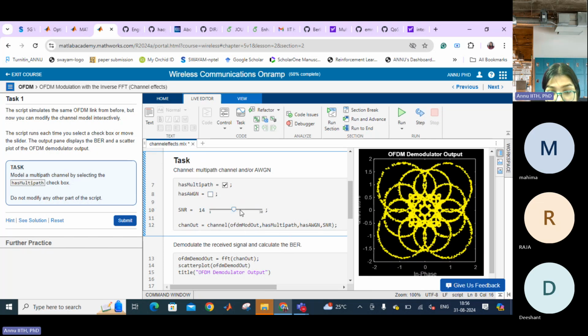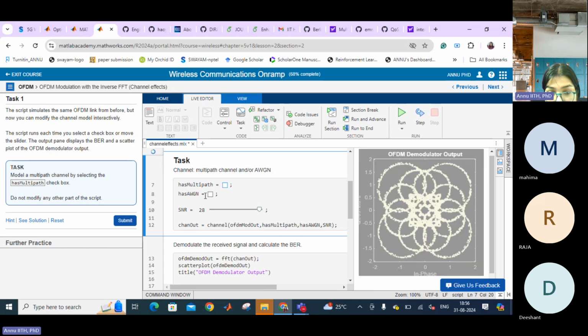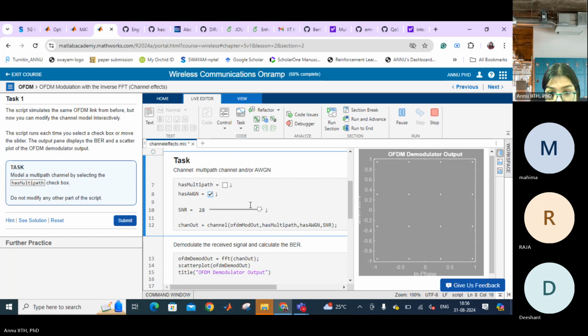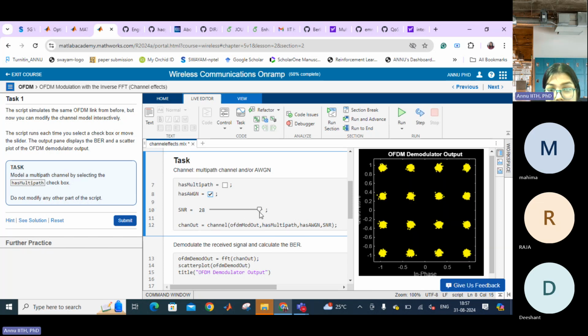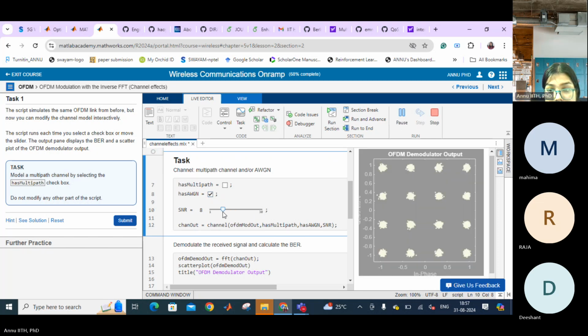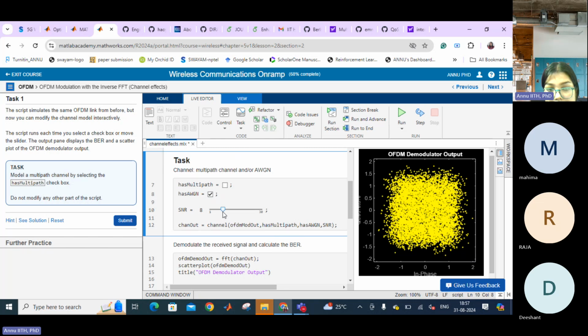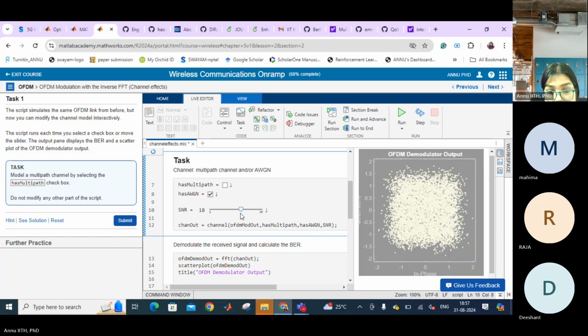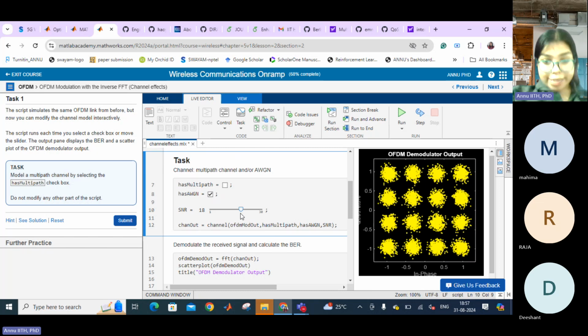Okay. And let's say only AWGN. See, if we have good SNR with no multipath considered, if we only consider AWGN, all the symbols are separated from each other. We can easily separate the noisy ones. But if we have low SNR, you'll have some smearing. All the symbols are smeared. So that's a good way to see it. Okay. So what was the task?